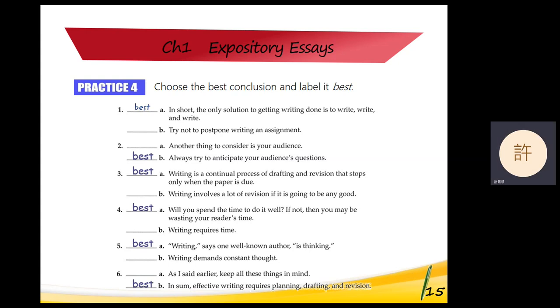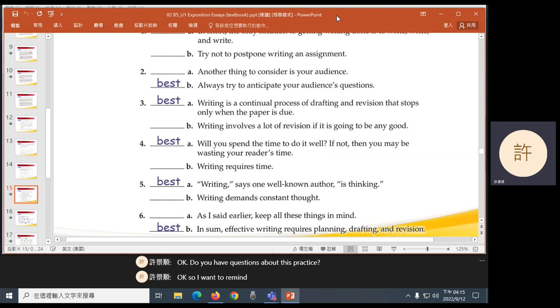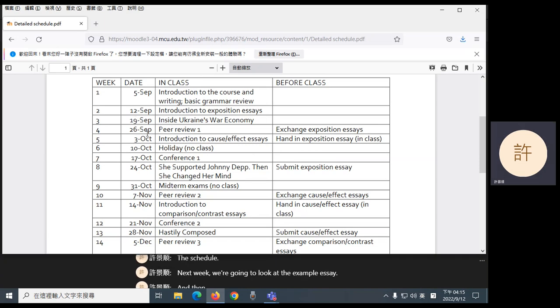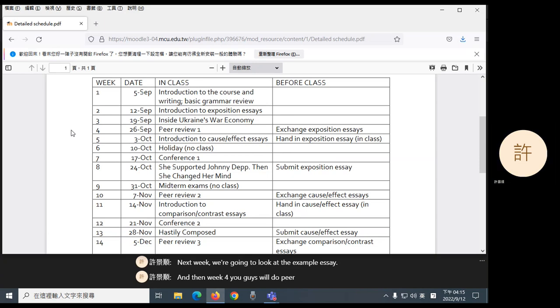Okay, so I want to remind you about the schedule. Next week, we're going to look at the example essay. And then week four, you guys will do peer review. So before next week, I will divide you into groups on teams. And then in class next week, I will announce the teams, give you some time to meet your group members.